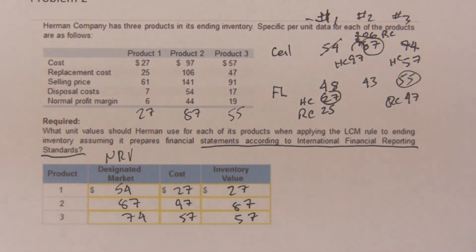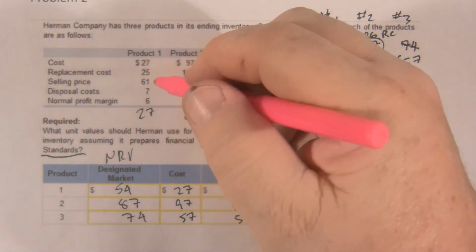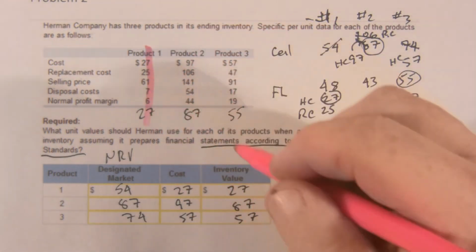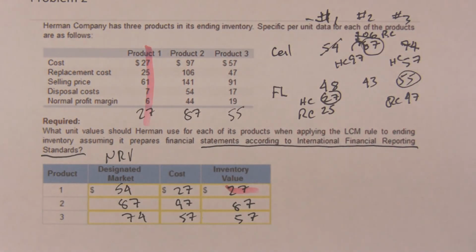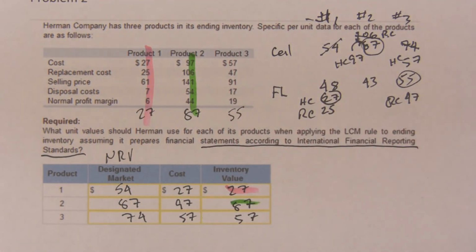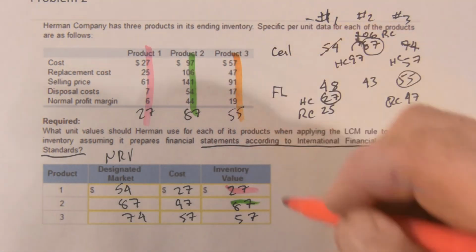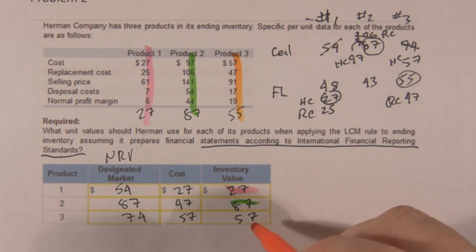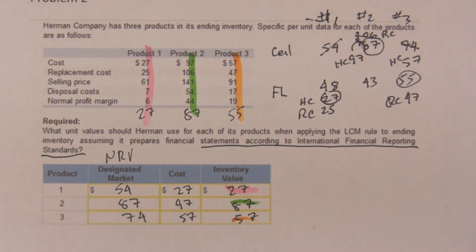So you see that under US GAAP, product 1 is the same, and under US GAAP, product 2 and IFRS are the same. The difference is only found in product 3, where under US GAAP it would be 55, but under IFRS it would be 57, because we only get to pick between the ceiling NRV, the designated market value, and the cost.